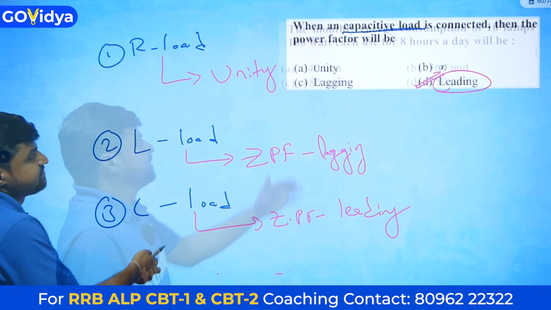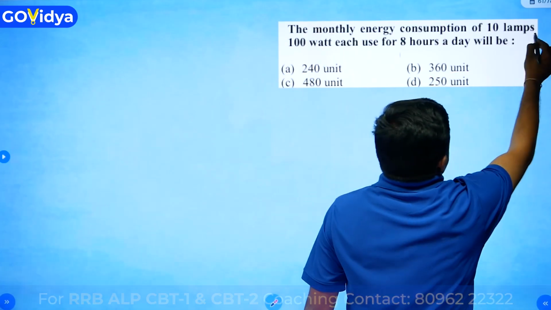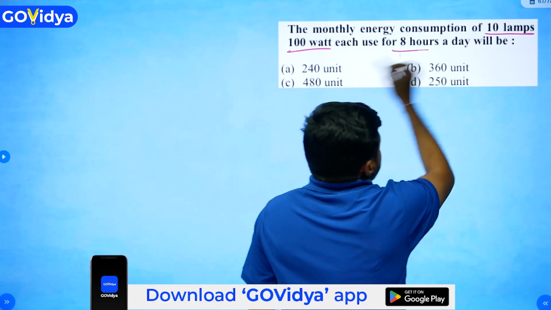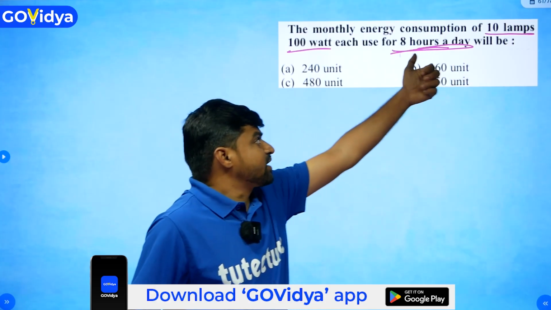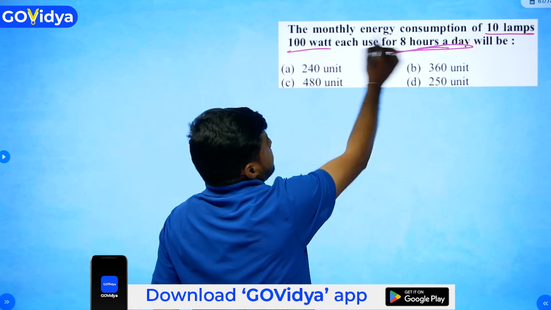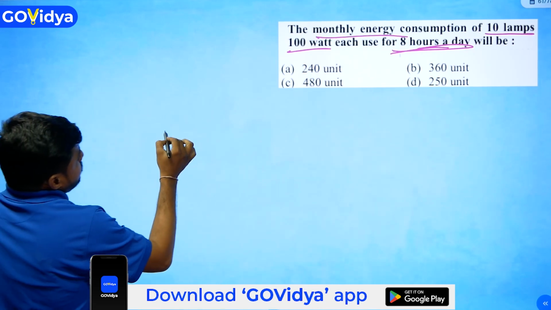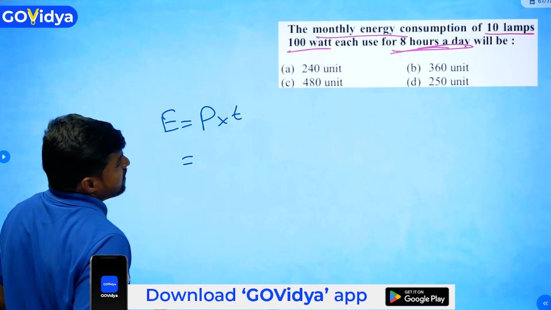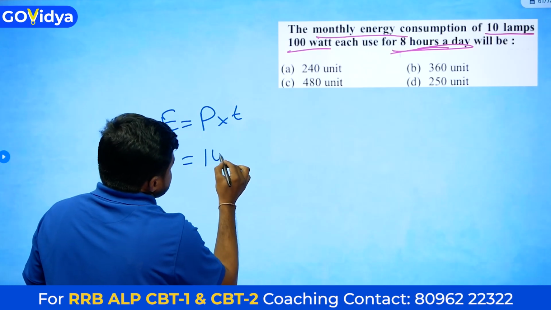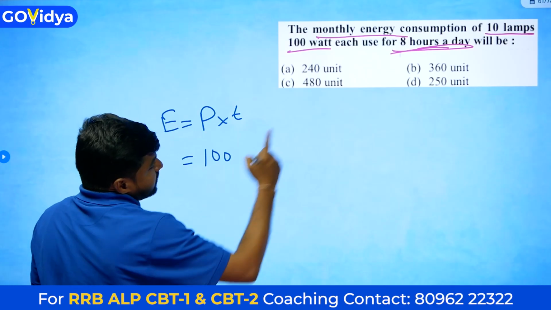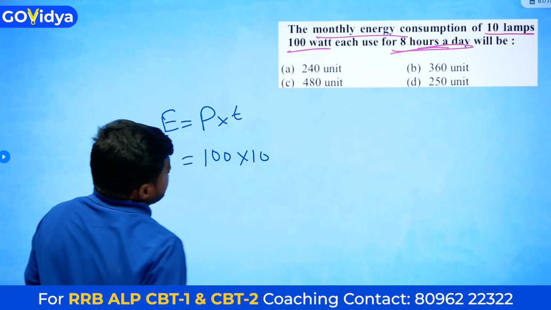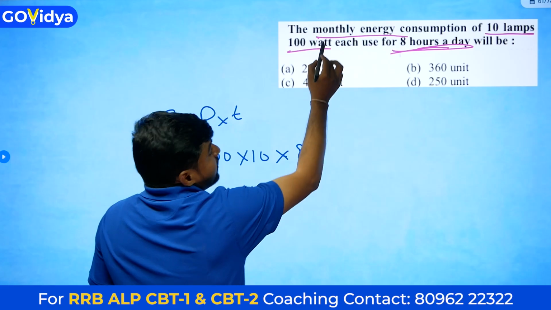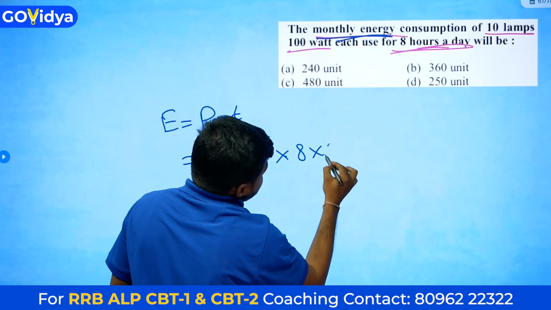Next question. The monthly energy consumption of 10 lamps having a power rating of 100 watts each, for 8 hours per day. The lamps are working 8 hours per day. We know energy is equal to power into time. Power is 100 watts; each bulb is having 100 watts. There are 10 bulbs. Time is daily 8 hours. We have to calculate for monthly, so we have to multiply by 30.